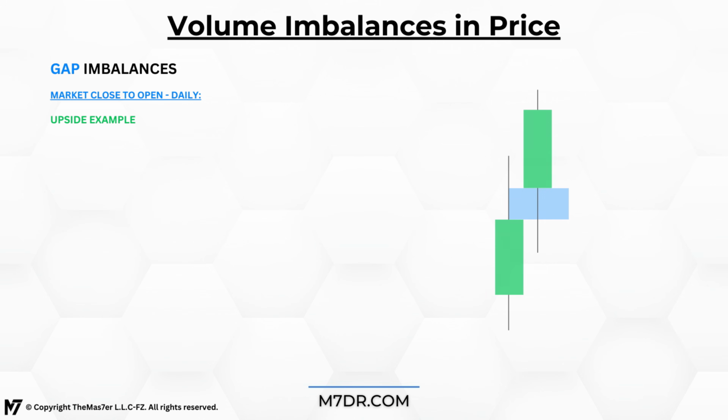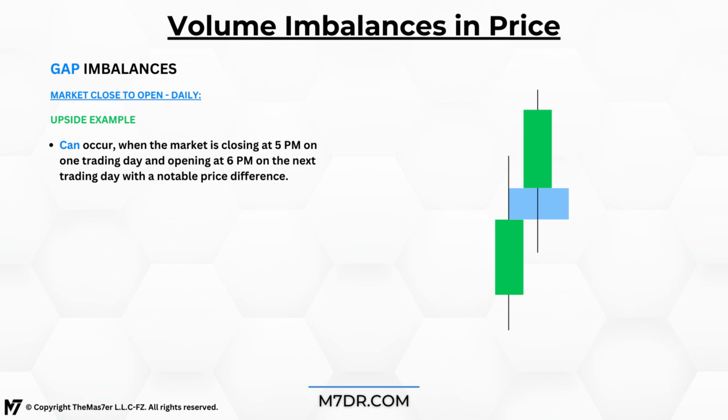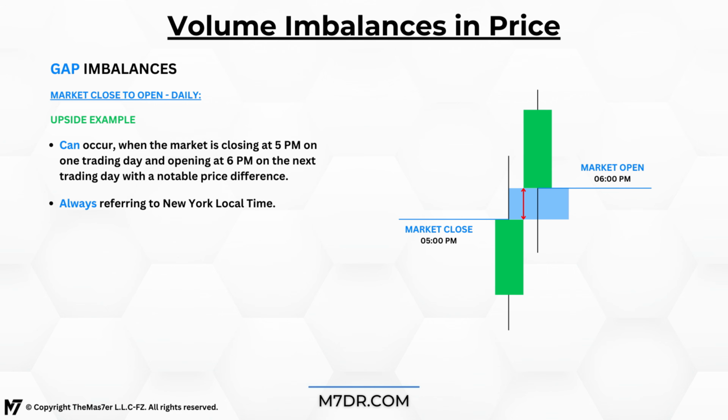Let's begin with gap imbalances, which are being created from market close on one trading day to the market opening on the next trading day. These gap imbalances can occur when the market is closing at 5 p.m. on one trading day and opening at 6 p.m. on the next trading day with a notable price difference. I am referring to New York local time, as my charts are always set to this time zone.